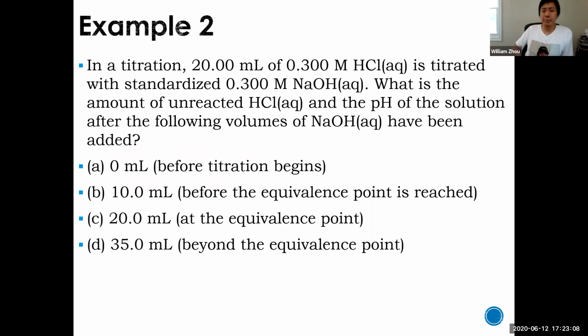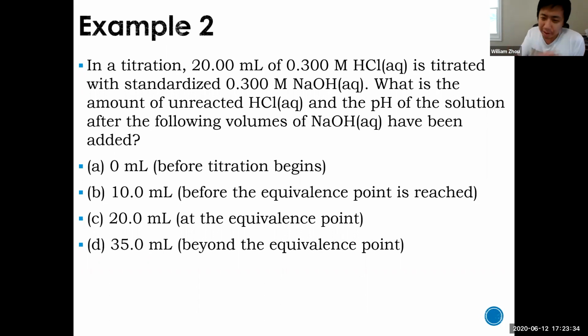So in example 2, you have a titration. You have 20 milliliters of 0.3 molar HCl. That's your sample. That is titrated with a standardized 0.3 molar sodium hydroxide. What is the amount of unreacted HCl and the pH of the solution after the following volumes of sodium hydroxide have been added? So you have 4 questions really.